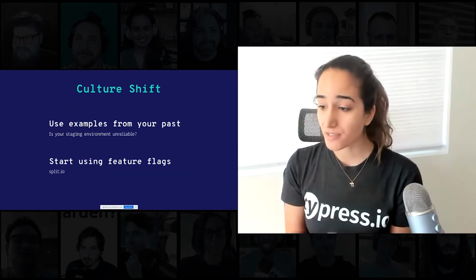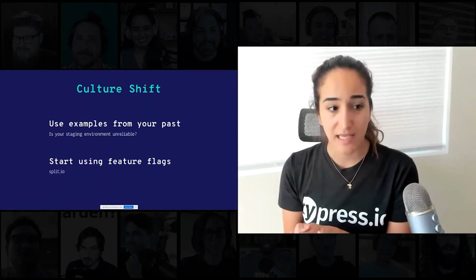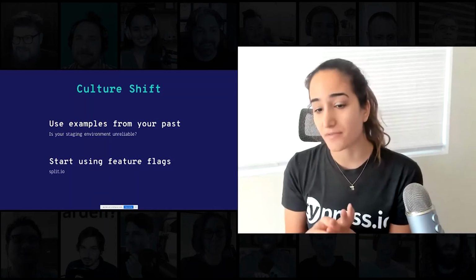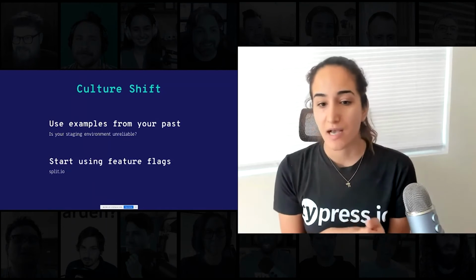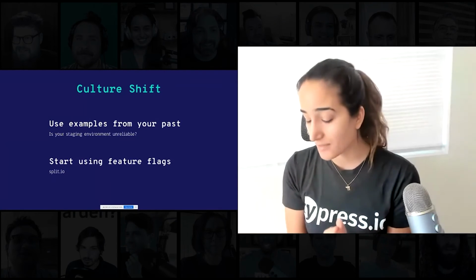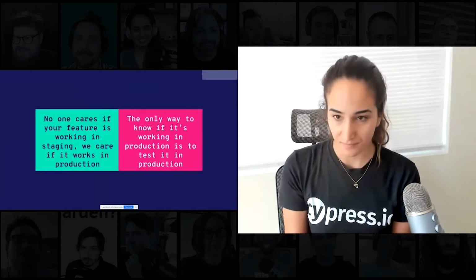And then start using feature flags. If you go to split.io, you can set up a free developer account. We have a ton of SDKs you can use to start with experimenting with feature flags.